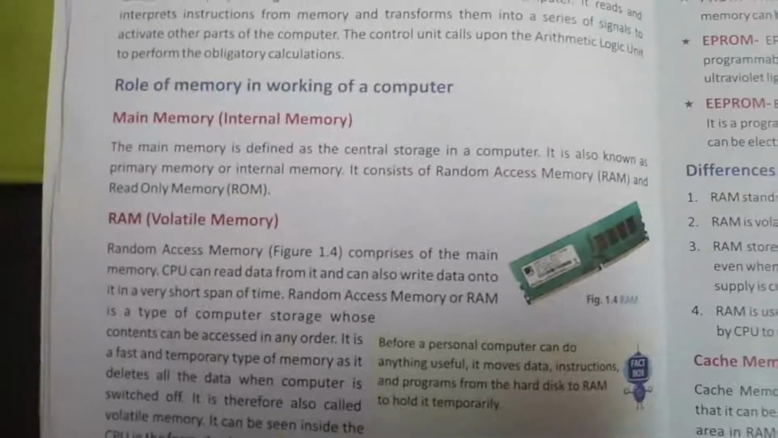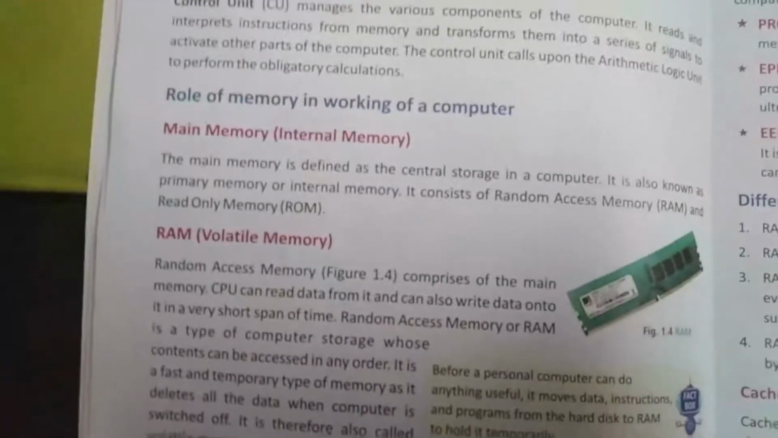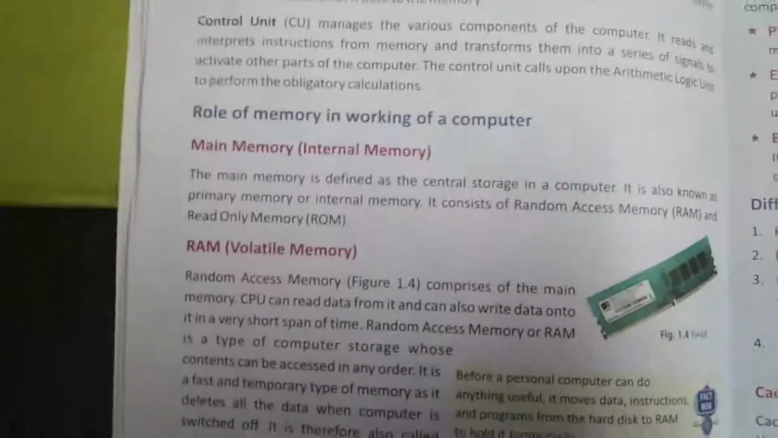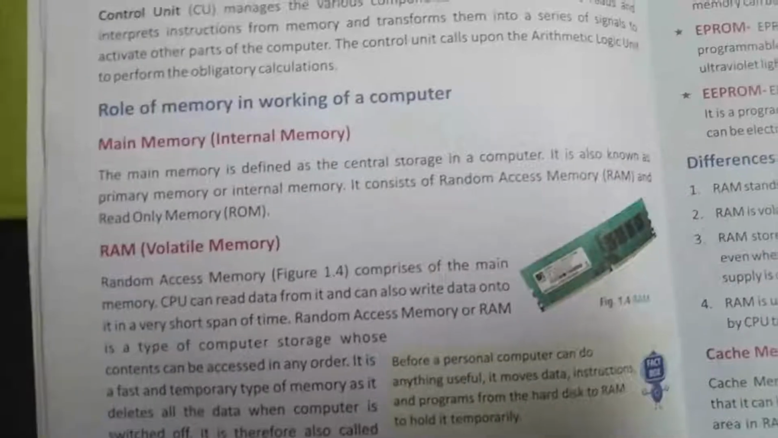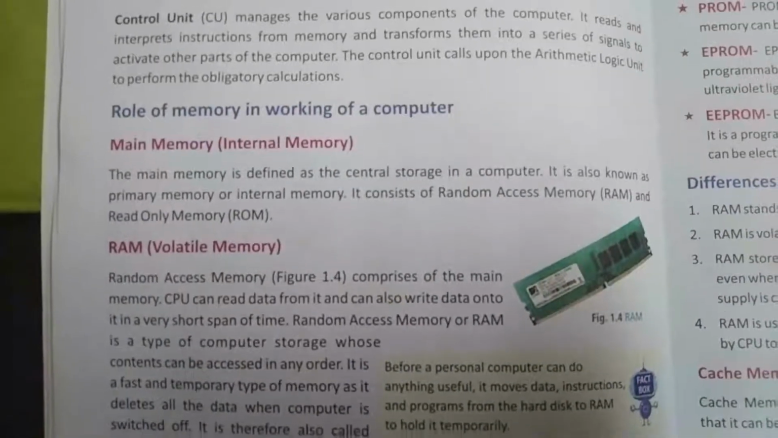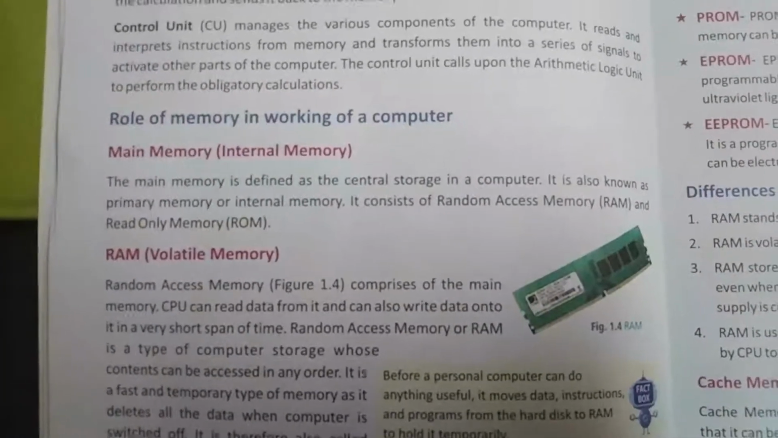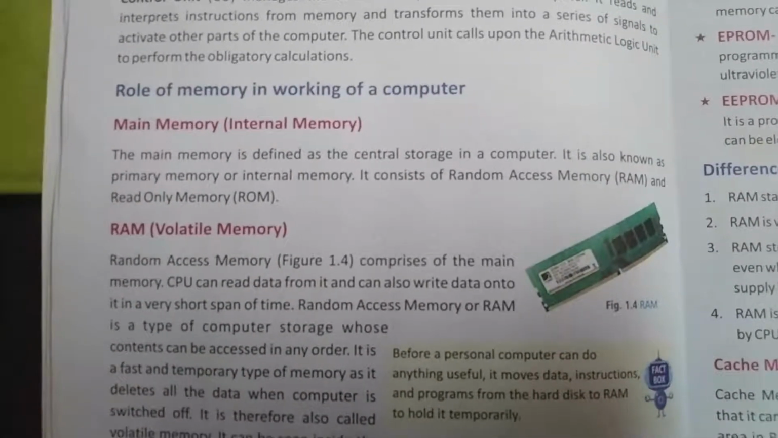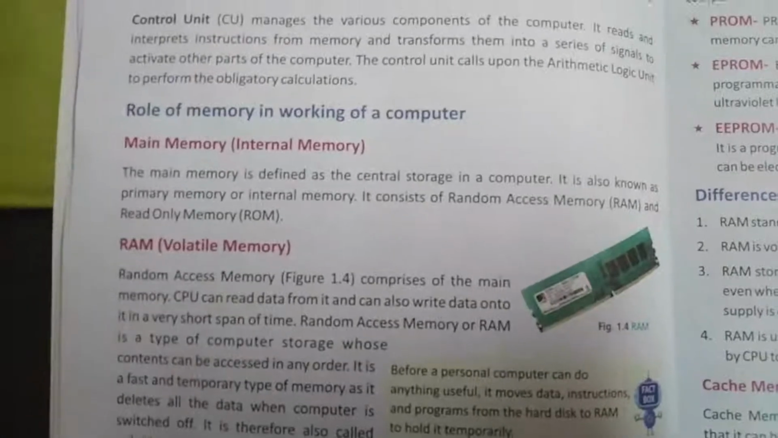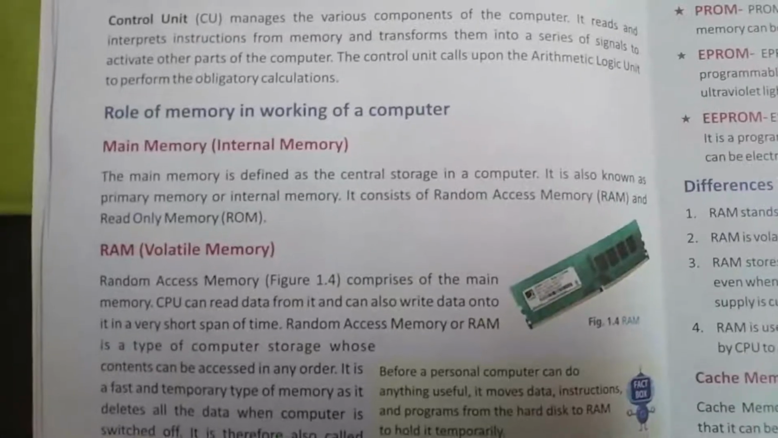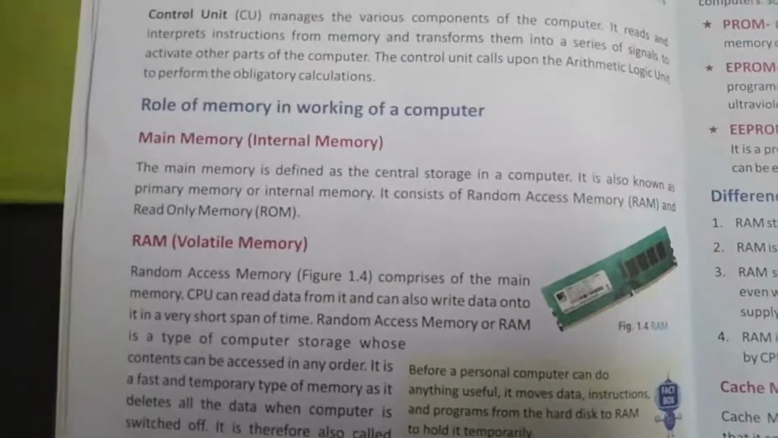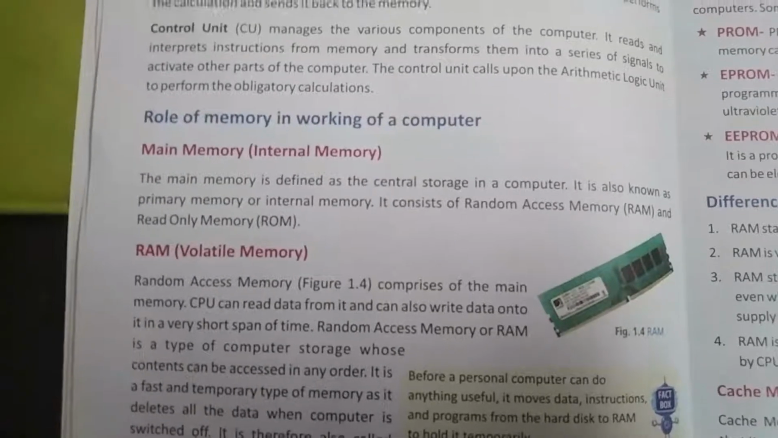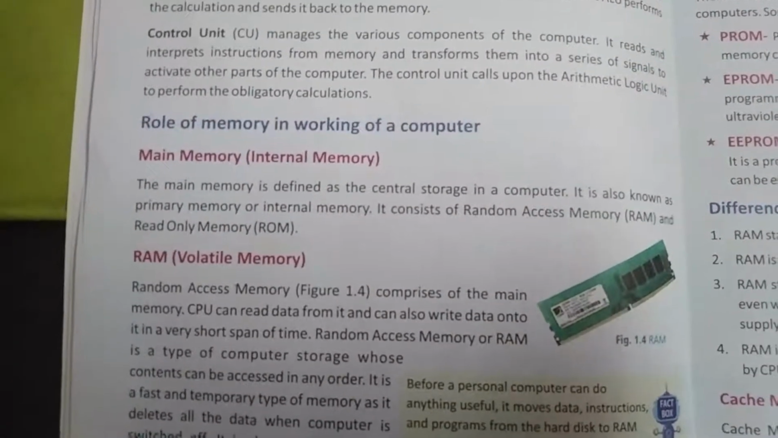So now we have the role of memory in the computer. There are two parts in the internal memory. What are they? The first one is RAM and the other is ROM. The main memory is defined as the central storage in a computer, and it is also known as the primary memory or internal memory.